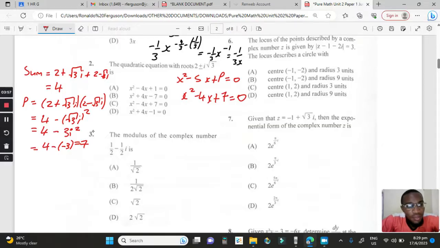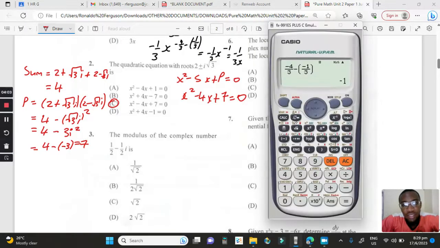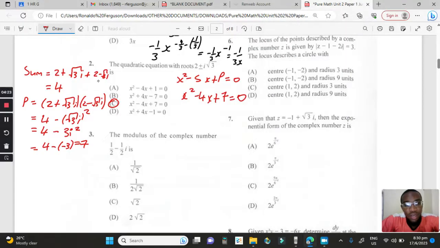That's going to be option C. And if you want, you can always check your answer by putting it in a calculator. Like this, A was 1, B was minus 4, and C was positive 7. So you put it in the calculator, you notice you get 2 plus root 3i and 2 minus root 3i. So we know it's correct.